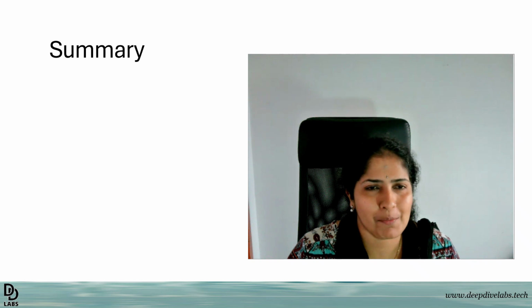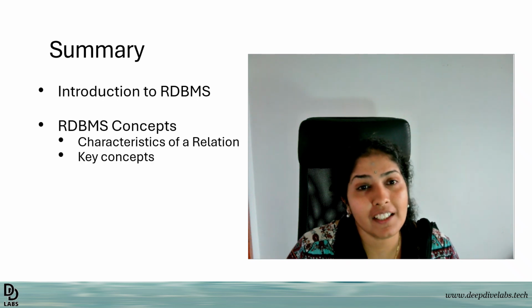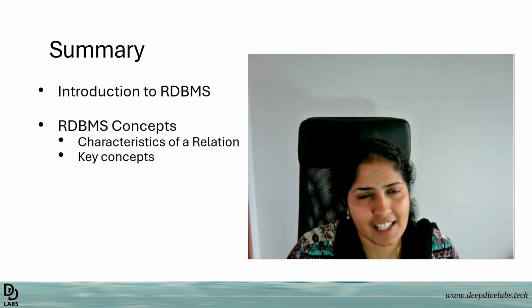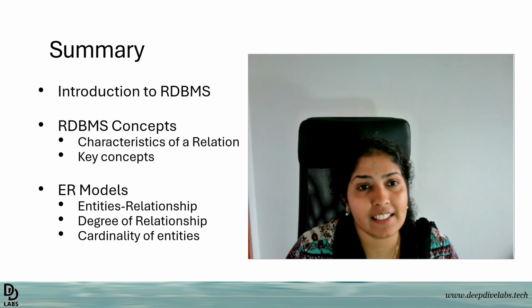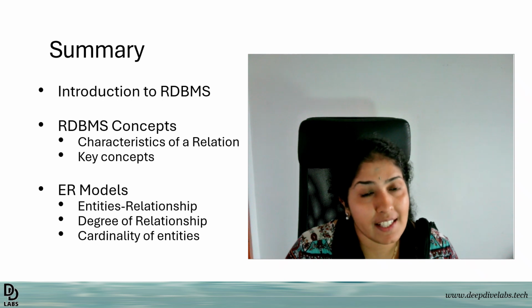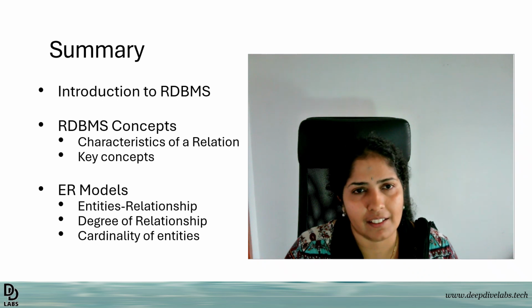To summarize this module, we looked at the introduction of relational database management systems and some of the key concepts, right? Some of the characteristics of a relationship, and the different types of keys that are involved in RDBMS, etc. We also looked at the ER diagram, the entity relationship diagram, and how the entities are connected. What are the degrees of a relationship? There could be an entity connected to itself, like a unary, or a binary or a ternary relationship, and the cardinalities of the entities, right?